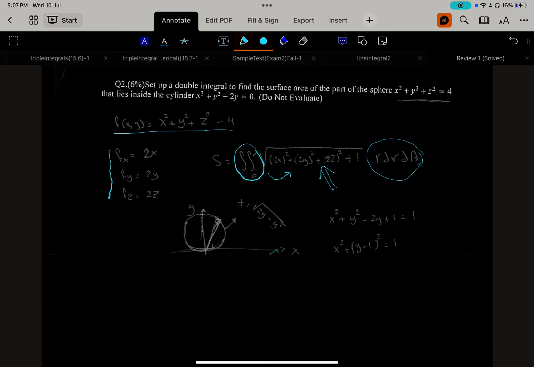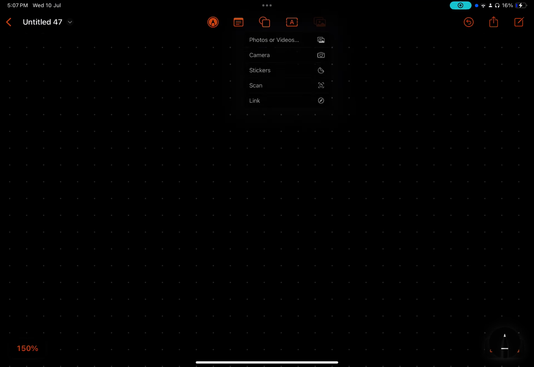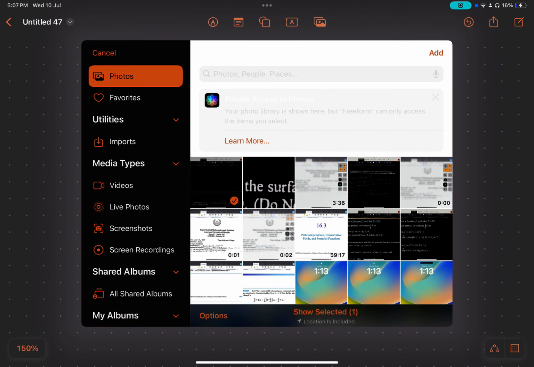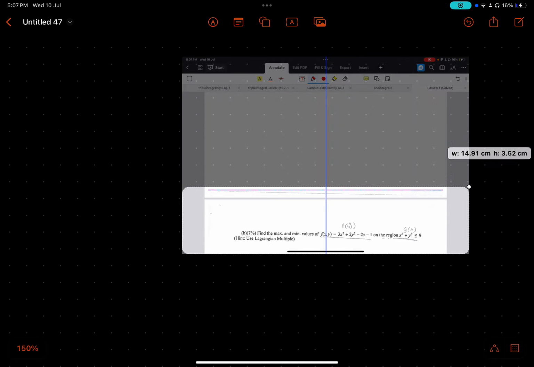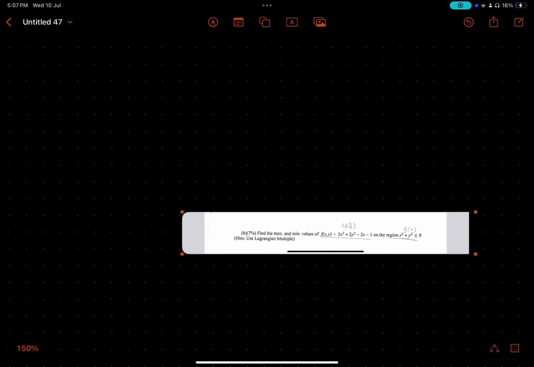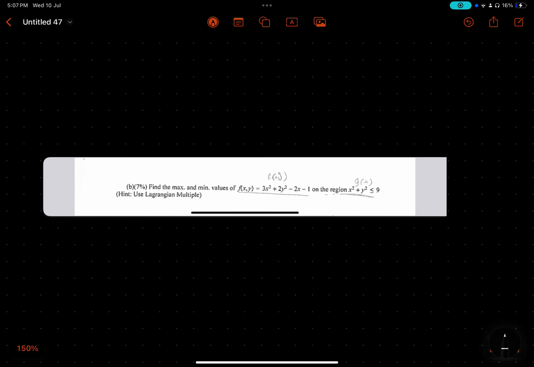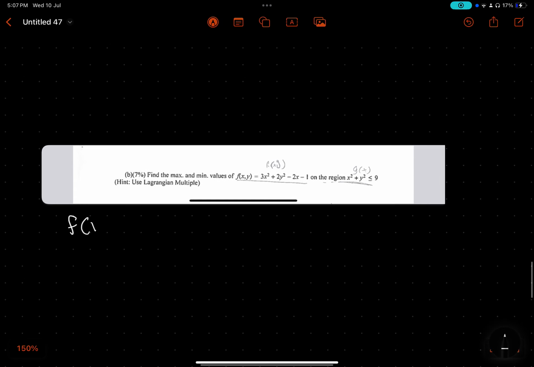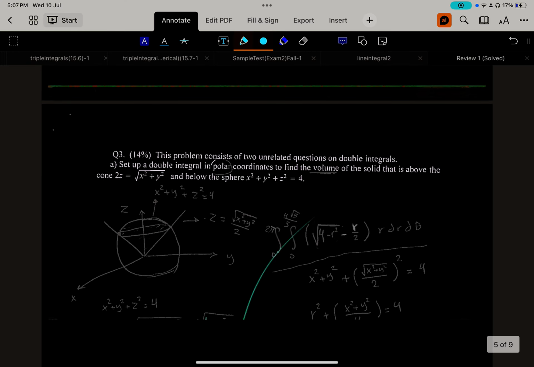Now let's solve this question. Let's not look at the answer. Let's solve the second question and we'll get back to it to check whether this is correct or not. So now is our other question. As I said, we are learning together. Okay, so it wants us to find the max and minimum values of f of x, y on the region. Okay, so we'll use Lagrange multipliers. No, we want to skip this question. Okay, we're gonna go to another question.